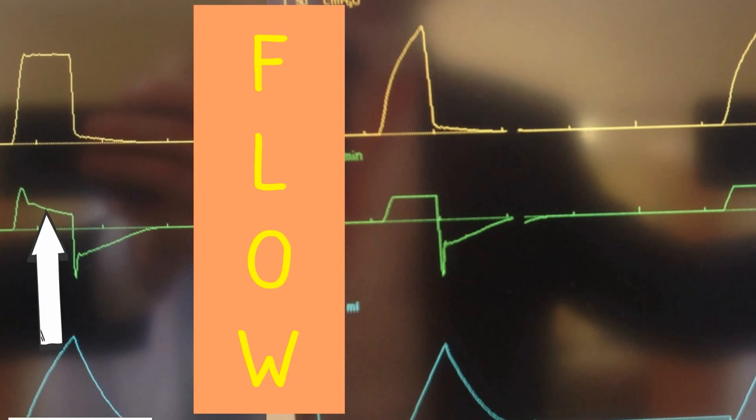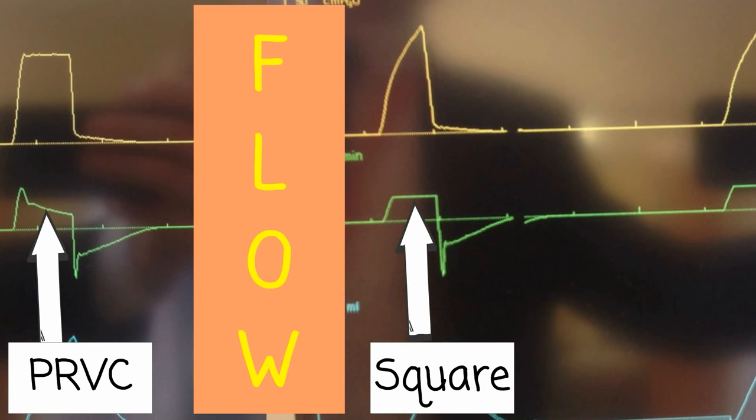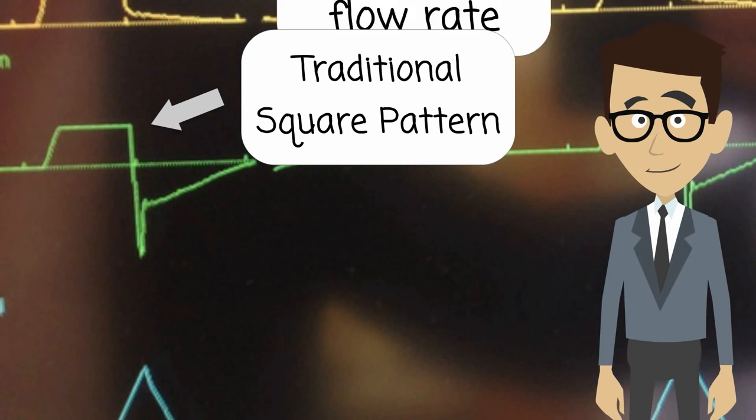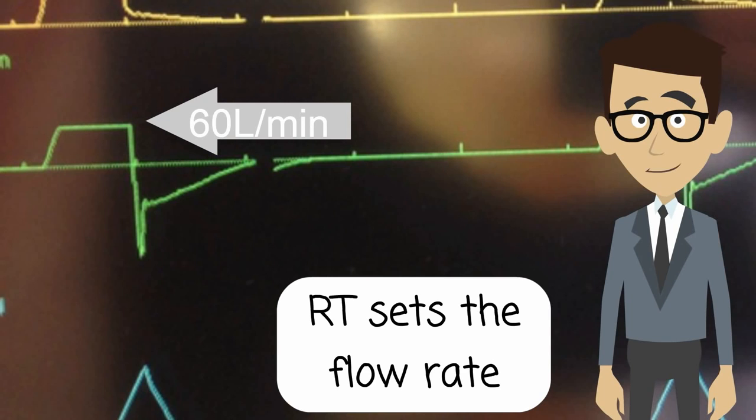Next is the flow pattern. Compare this pattern with a traditional square pattern. In a typical volume control, the operator has to set a flow. For example, the operator might set a flow of 60 liters per minute.